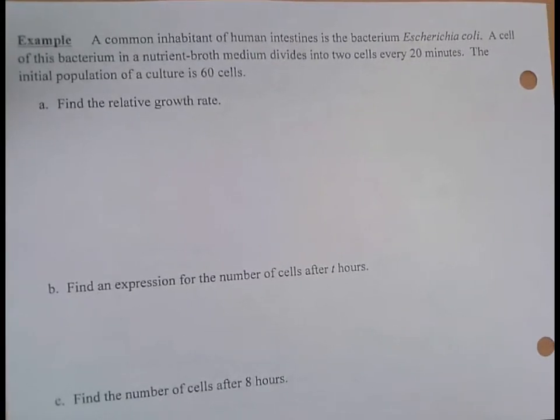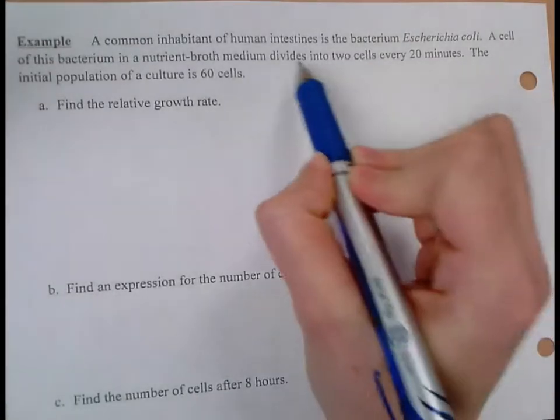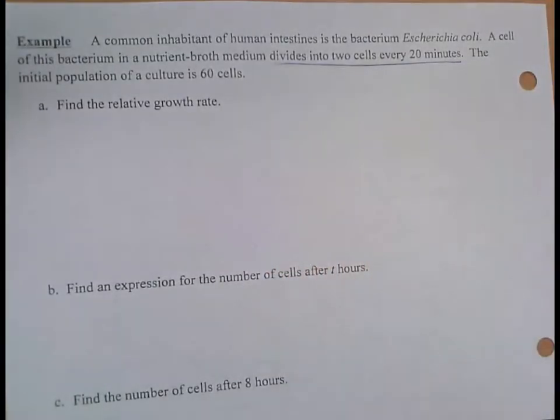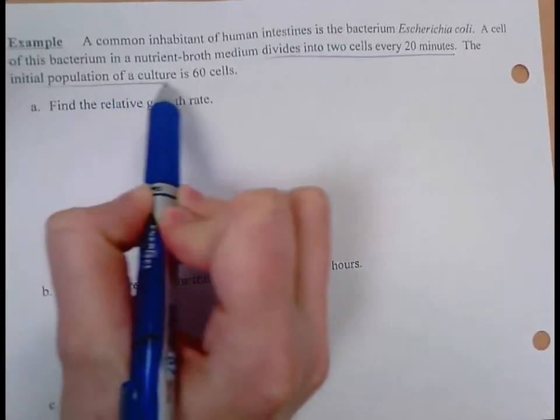So in this example, a common inhabitant of the human intestines is the bacterium E. coli. For E. coli, a cell of this bacterium in a nutrient-rich medium divides into 2 cells every 20 minutes. Probably important information: the initial population of a culture is 60 cells.